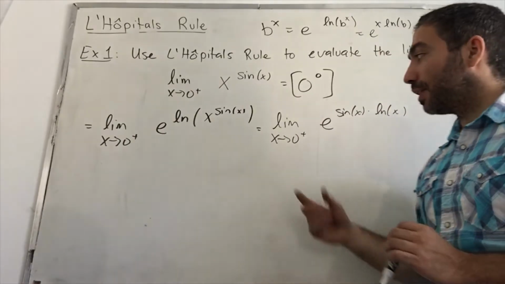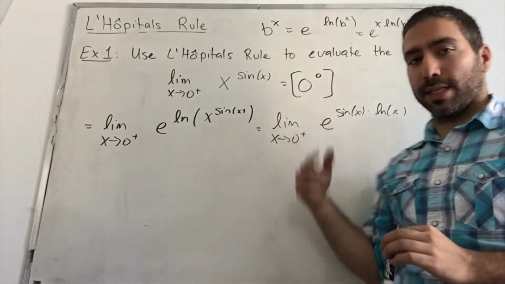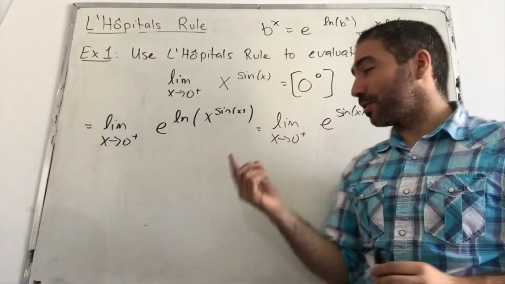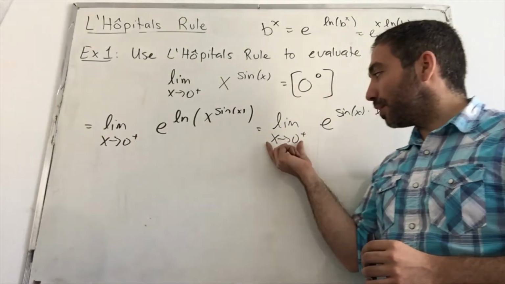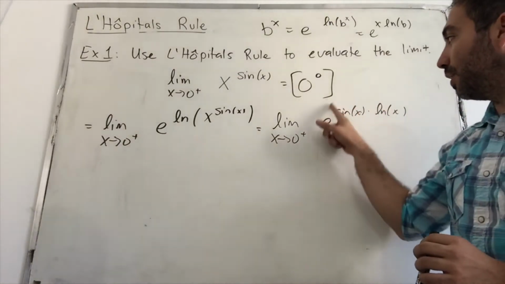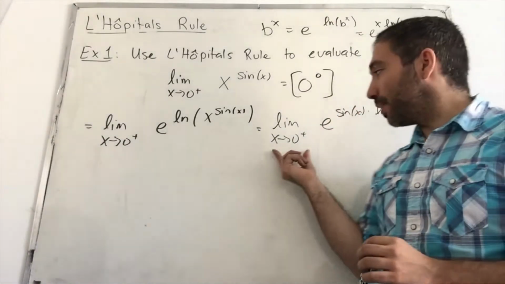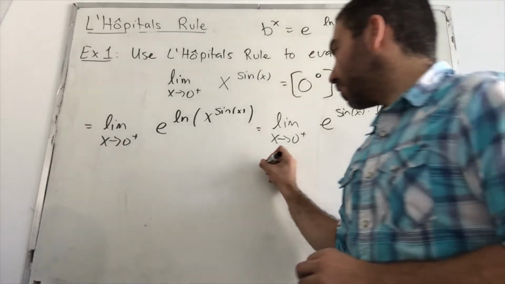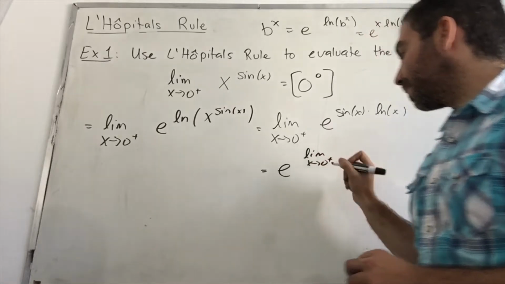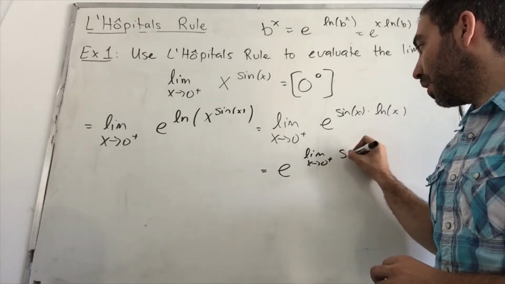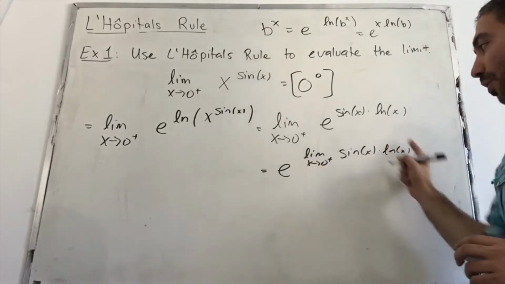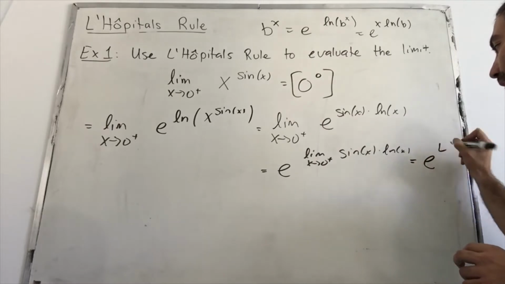Now what do we do? The idea is to take the limit, since e is exponential, those are continuous functions. And one of our properties from limits that we saw at the beginning of the semester is that if this is a continuous function, the limit could just ignore the e and jump straight into the exponent. So we could just focus on the exponent. Take the limit of just the exponent and we'll call that L. So this is equal to e to the exponent of the limit as x goes to 0 from the positive side of sine of x times ln of x, and we'll call all this here L. So this is equal to e to the L.